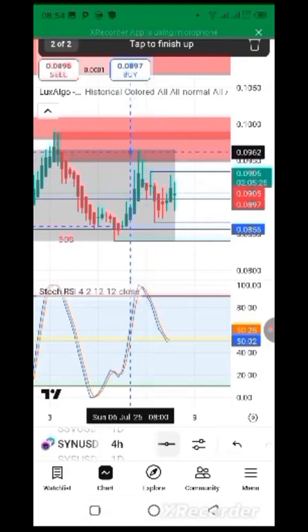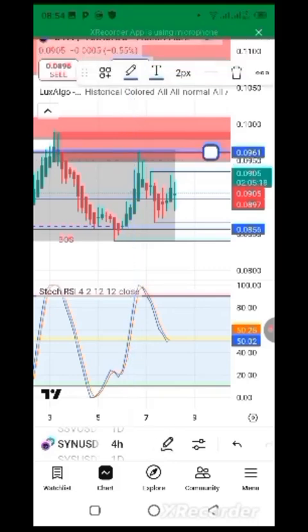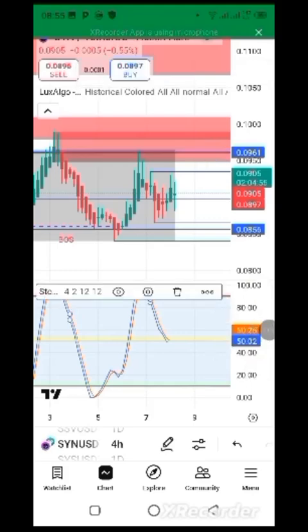Now if we consider the wick, it is here. Okay, we put a line there, and our current price is there. So, according to our stochastic RSI, the price is falling. Now, since the price is falling, we can use a preset price. Okay, we can use a preset price.